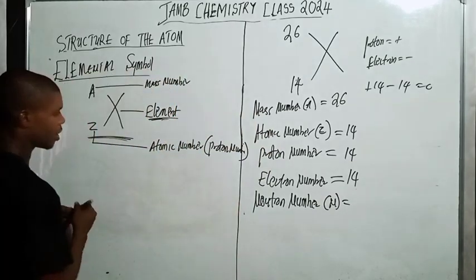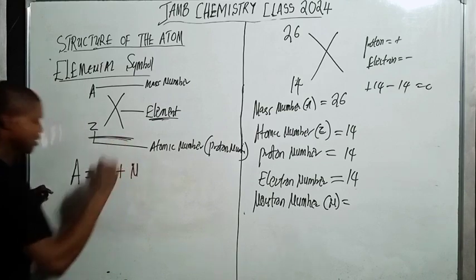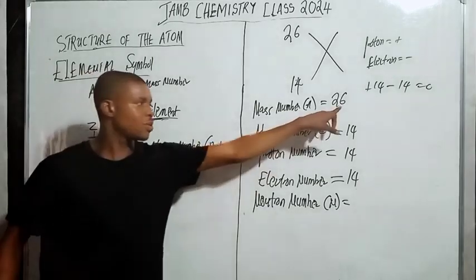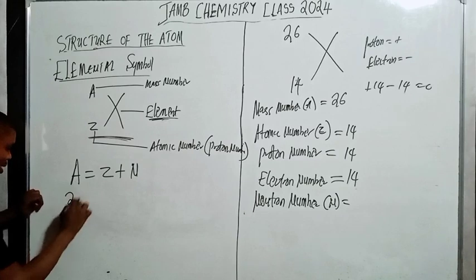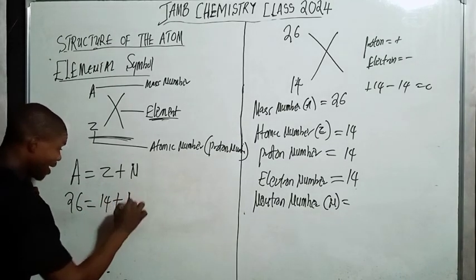Remember, let me write here. Remember, A is equal to Z plus N, right? My A is 26, equals my Z, which is 14, plus N, right?